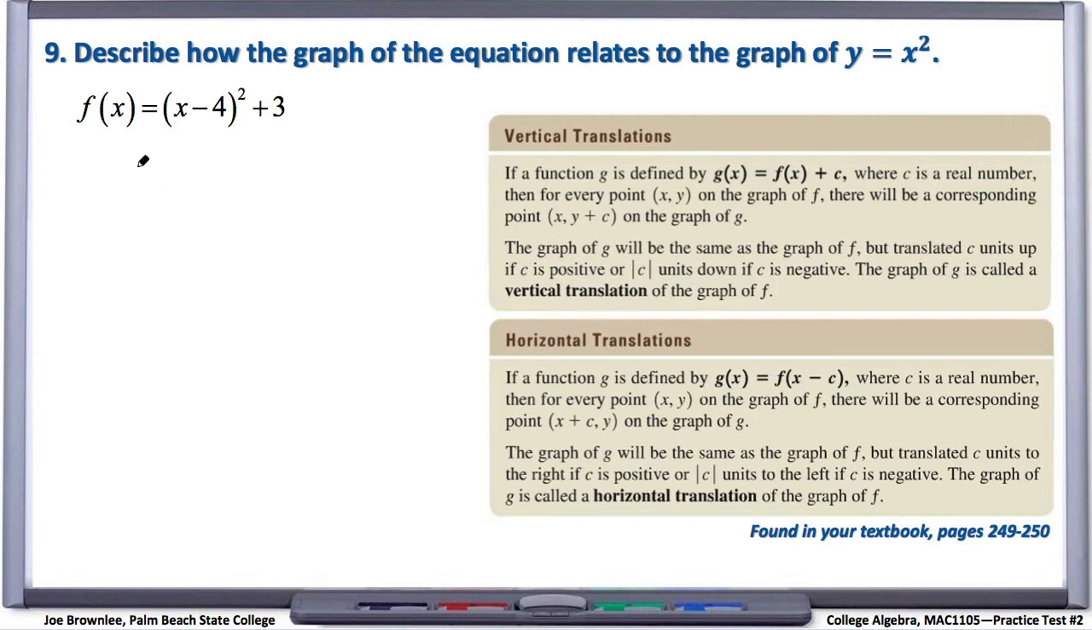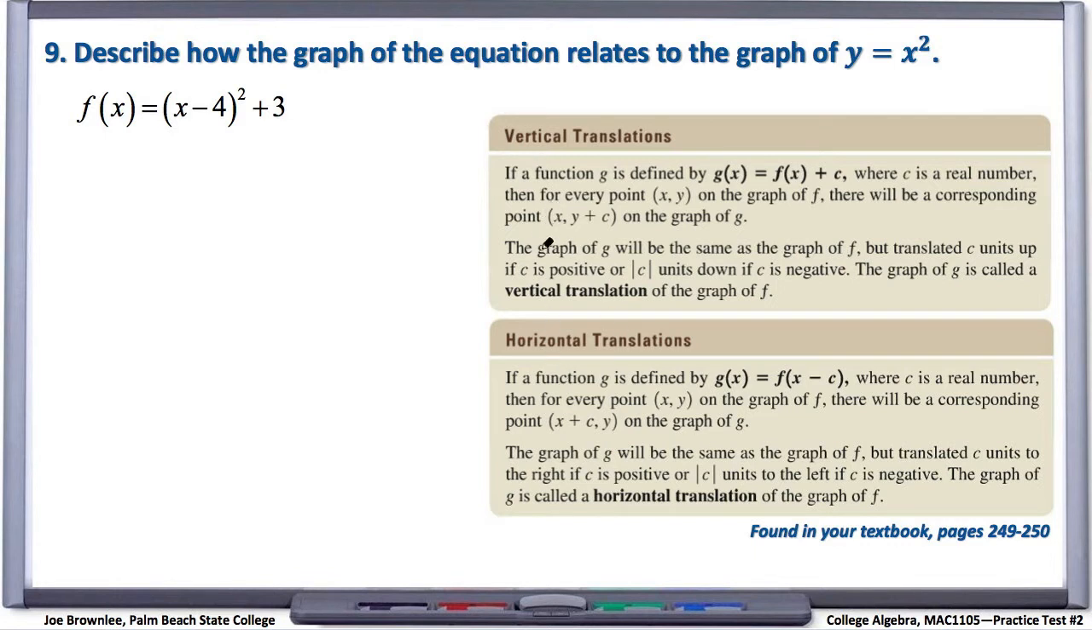And we've been given a parabola, f of x equals quantity x minus 4 squared plus 3. And so we're asked to describe how the graph of this parabola differs from the graph of this parabola. And to do that, we need to recall what vertical translations are and what horizontal translations are. And these two charts, again, come directly from your textbook, pages 249 through 250.